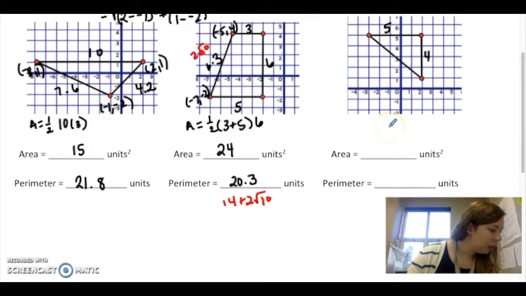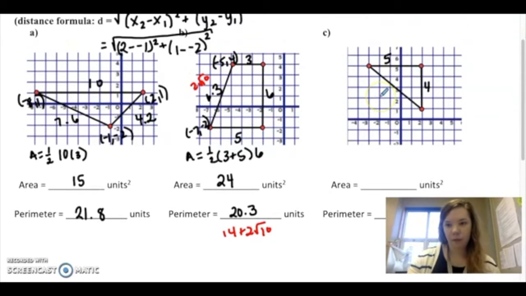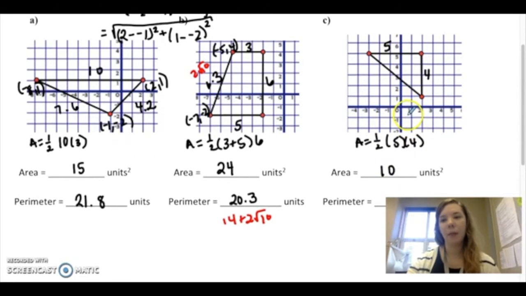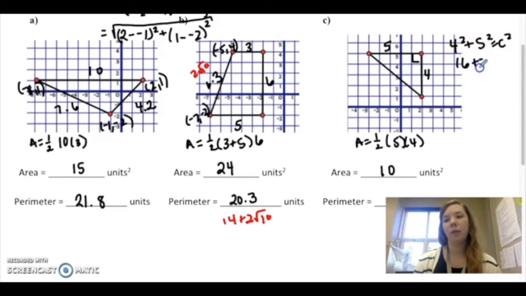Here you have 5 and 4. Area for a triangle is 1/2 base times height. So half of 20 is 10 square units. And then to find my perimeter, since this is a right triangle, you can use your distance formula or Pythagorean theorem. I'm going to go ahead and use Pythagorean theorem. So this would be 16 plus 25 is 41.